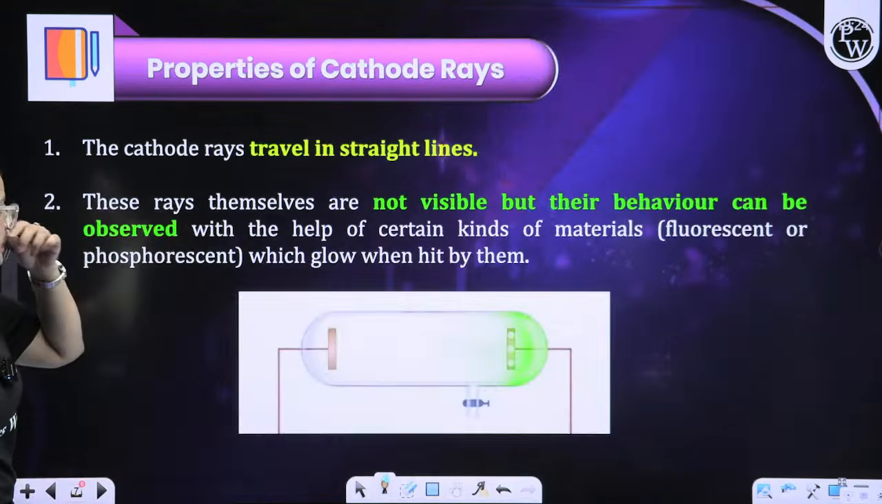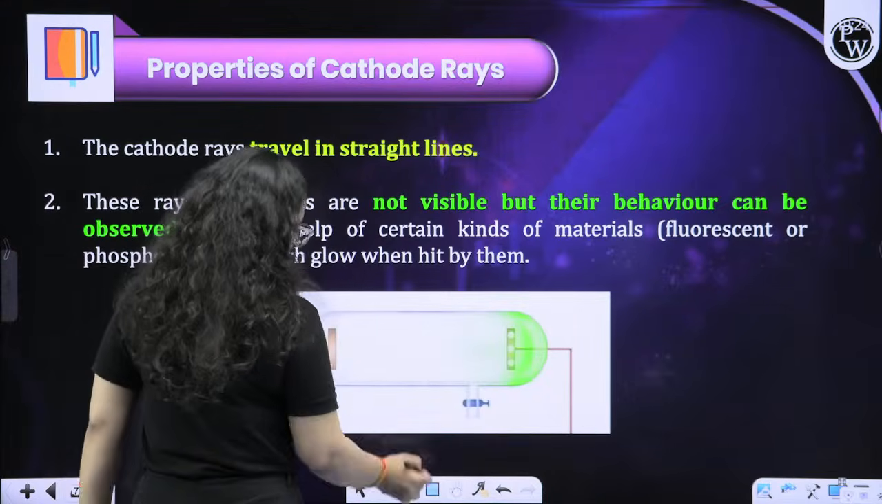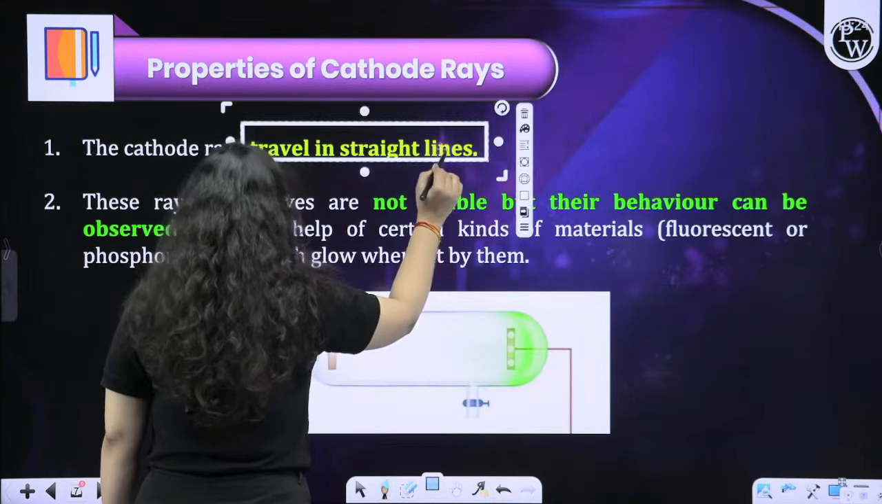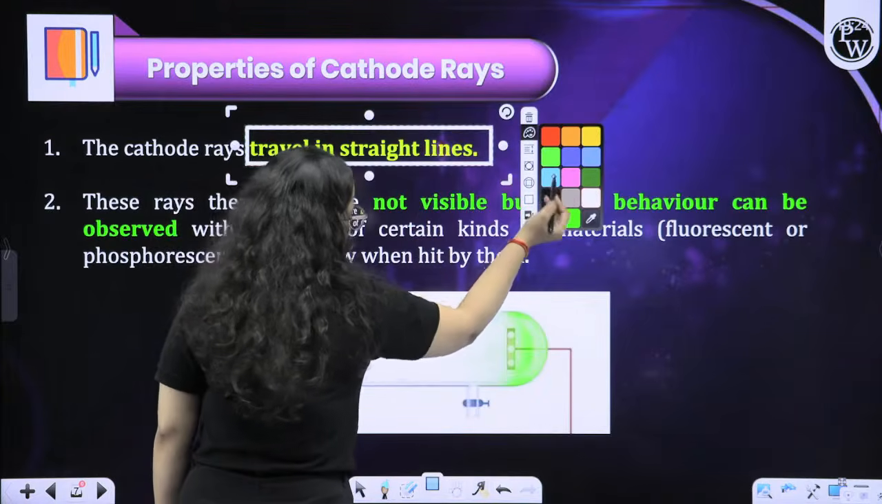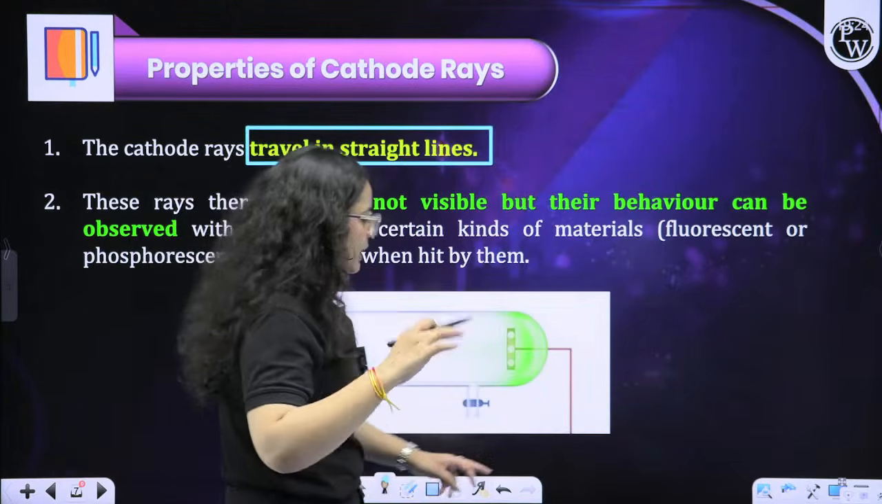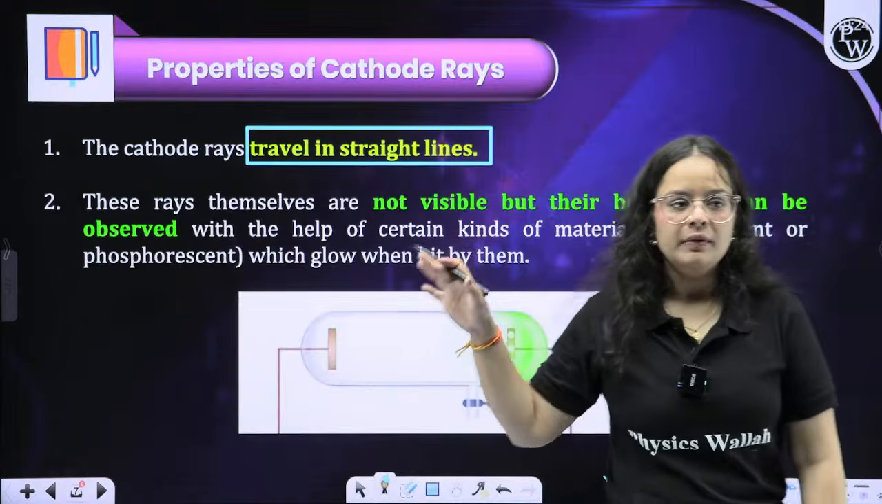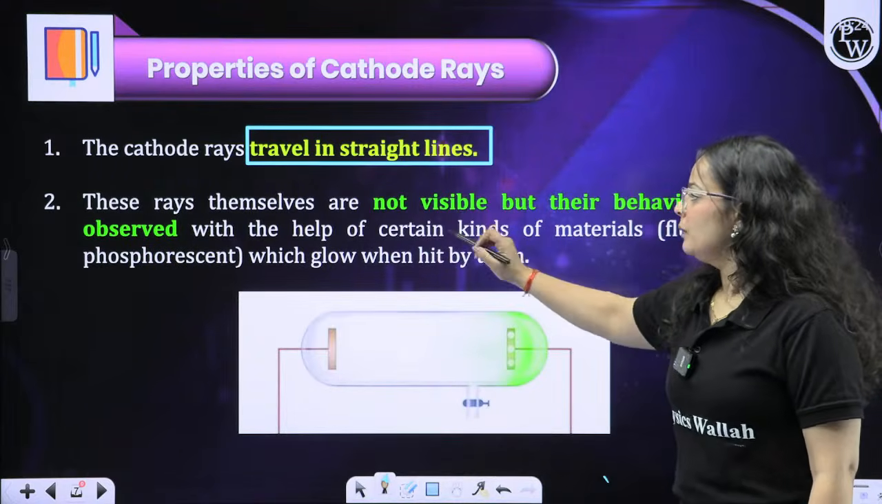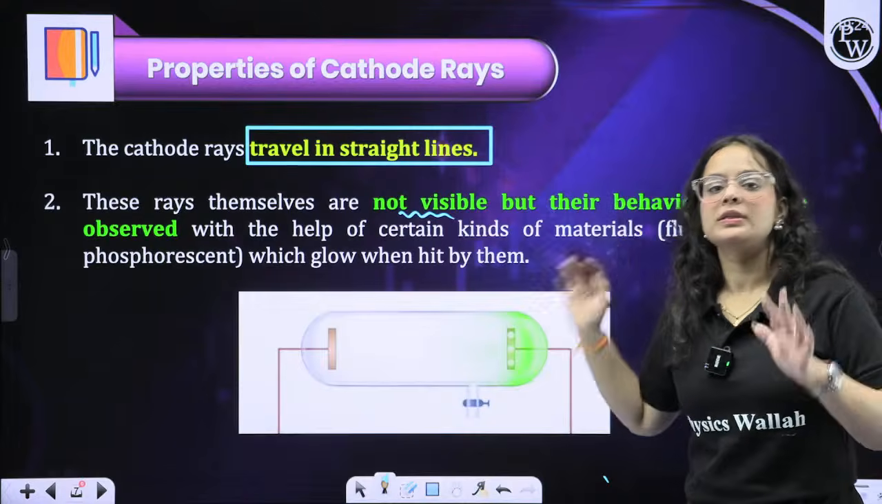So these are the cathode rays, meaning these are the electrons that comprise the cathode rays. Starting with the properties. The first property is that they travel in a straight line. Their route is continuously straight, and there is no bending at all. They will continuously travel straight. Then moving on to the next property, they are not visible themselves.